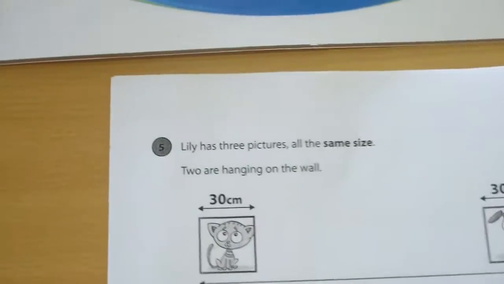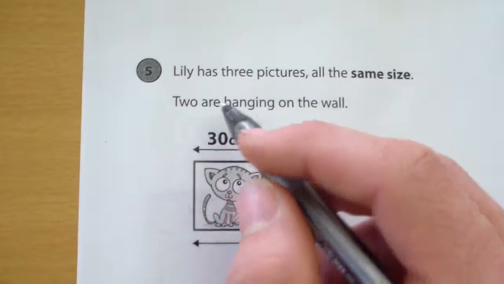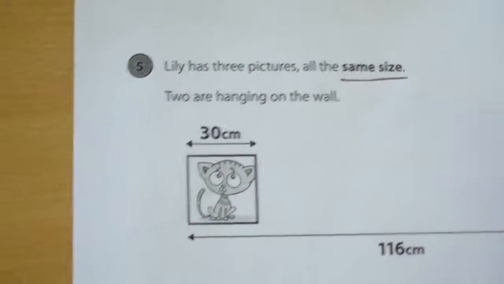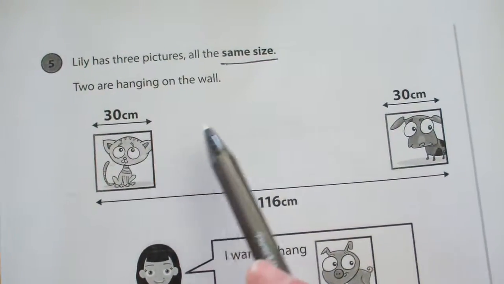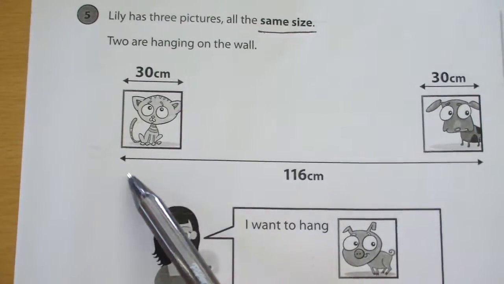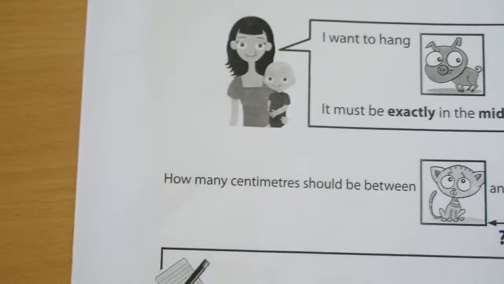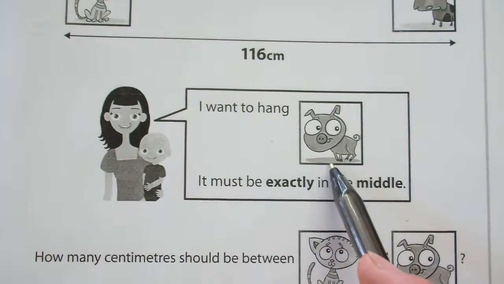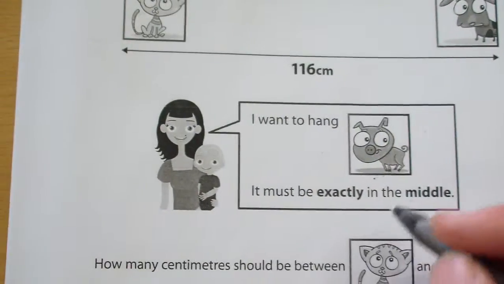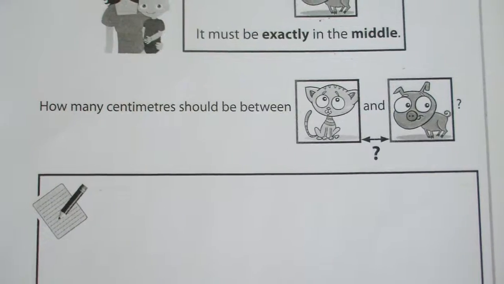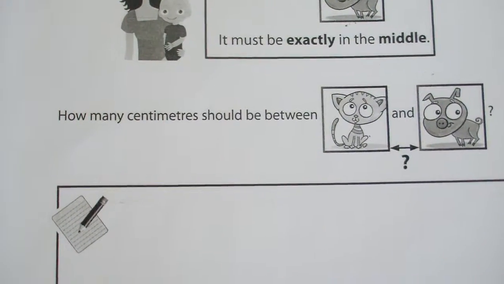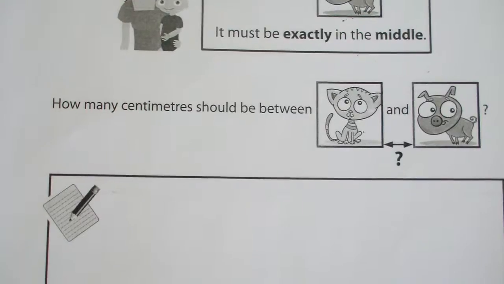So identifying what we need to do, first of all, first key information is that we've got 3 pictures, they're all the same size, that's very important. 2 are hanging on the wall, so this is 30 centimeters wide, this one's 30, and the distance from one end right to the other is 116. We want to place this exactly in the middle. This picture is exactly the same as the others. So this length is 30 centimeters, and it must be exactly in the middle. Question, how many centimeters should be between the cat and the new picture that you're going to put up?